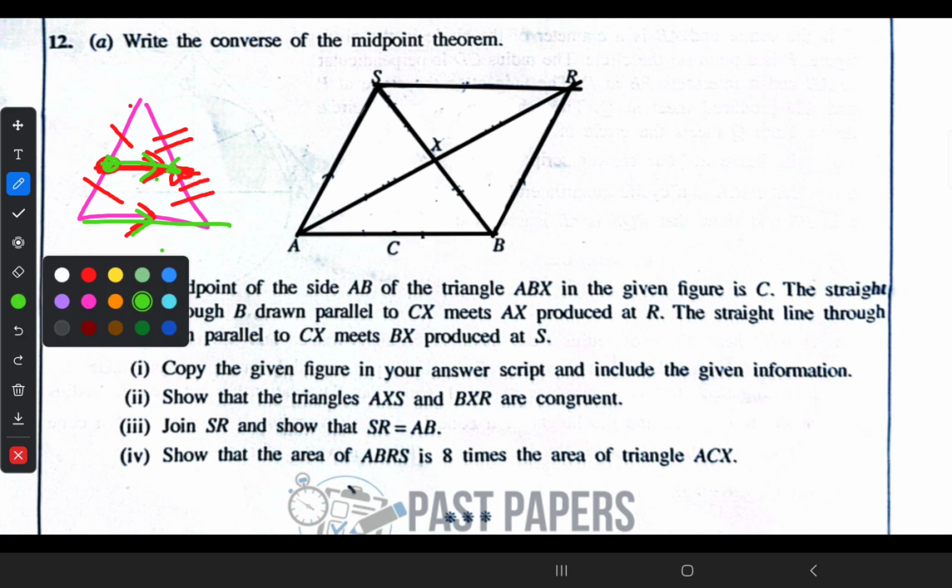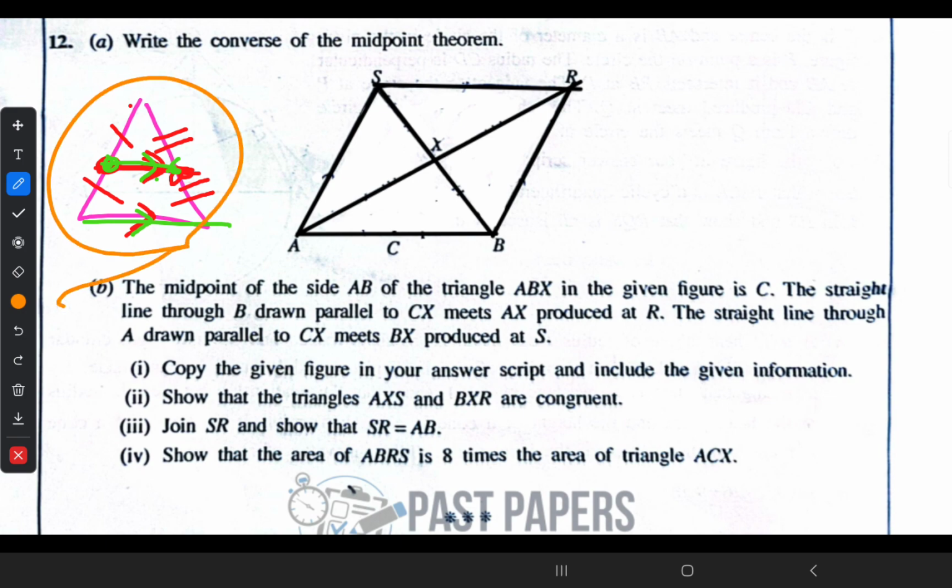Okay. Thereafter, second, let's see the next set of questions. The midpoint of side AB. By that, if they asked about the converse theorem of the midpoint theorem first, there is a hint. So you should use that particular theorem to solve the following questions. That's easy. The midpoint of side AB of a triangle ABX, the midpoint of this one is given in the figure as C. Okay, this is the midpoint of AB. So that means midpoint means this length and this length will be bisected by this point C.